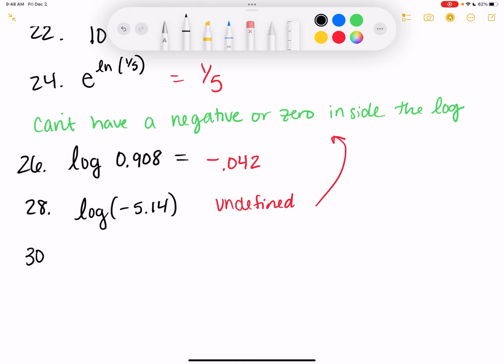And then the last one of the calculator ones, ln of 0.733. So this is the ln button, obviously, instead of the log button. What did you get? Negative 0.311. Yep.